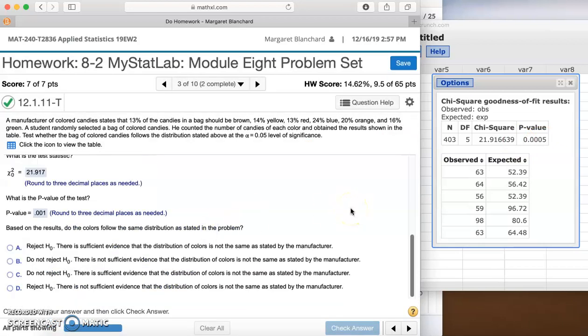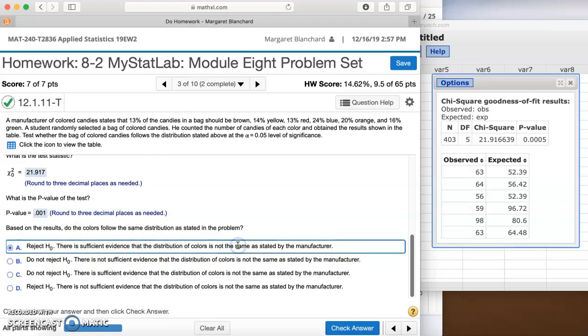All right. Based on the results, do the colors follow the same distribution as stated in the problem? Well, we know from our hypothesis tests that when the p-value is less than alpha, we reject the null hypothesis. So we already know we're looking at options A or D. When we reject the null hypothesis, we're saying there is sufficient evidence to support our alternative. Remember, our alternative is that they are not the same. Those proportions, expected and observed, were not the same. So that says there is sufficient evidence that the distribution of colors is not the same as stated by the manufacturer. That's option A.